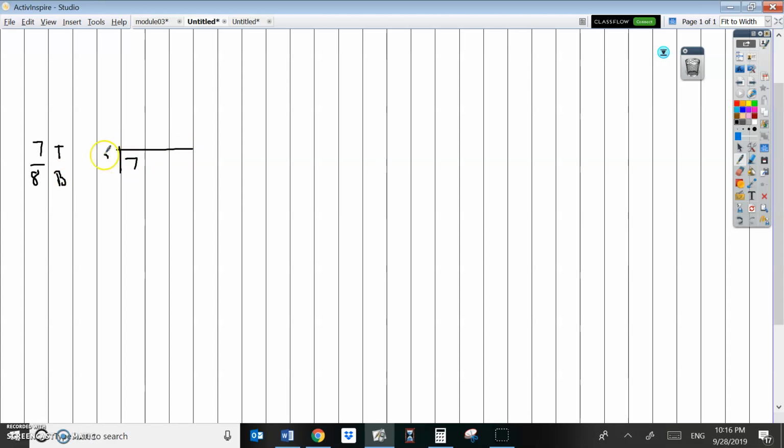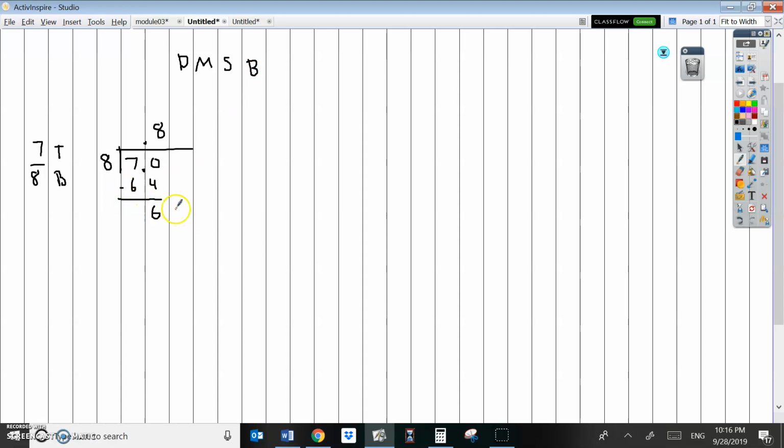7 divided by 8. Bring a 0 in. Bring your decimal up. What are the steps? Divide. Multiply. Subtract. Bring down. How many 8s in 70? Or 8 times what is close to 70? 8 times 8 is 64. I don't think we can put another 8 in there, so put an 8 here. And then multiply. 8 times 8 is 64. Now subtract, and you get 6.